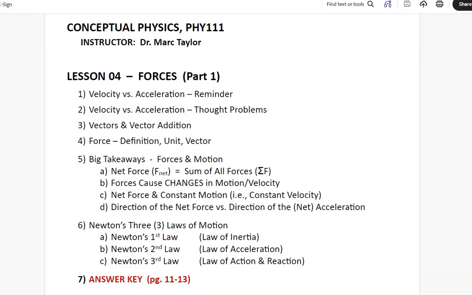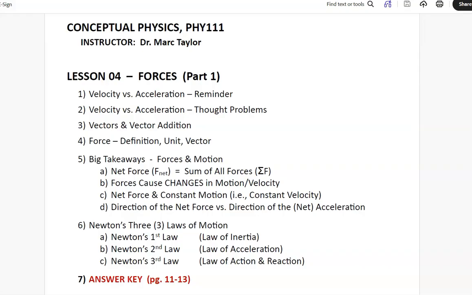We're going to briefly do a little reminder of velocity versus acceleration. We'll have a quick thought experiment about velocity and acceleration. Then we'll talk about how vectors are added. Vectors depend on direction, so we'll talk about the addition of those. Then we'll talk about the definition of force itself, as well as the units of force and the fact that it is a vector. Then we'll discuss a concept called net force, also known as sum of forces or sum of all forces, and we'll do the big takeaways about how forces and motion are related.